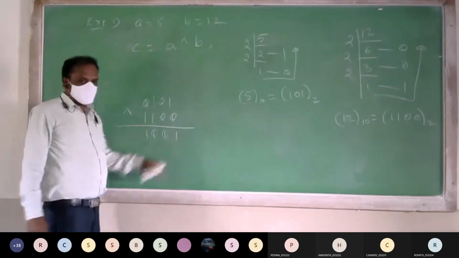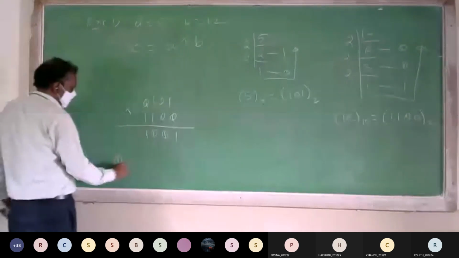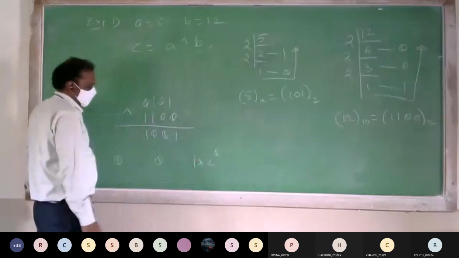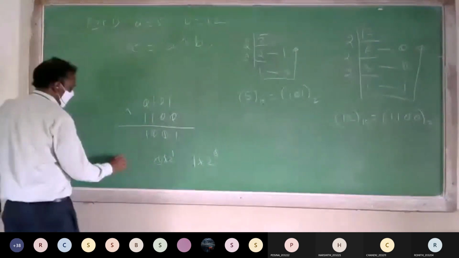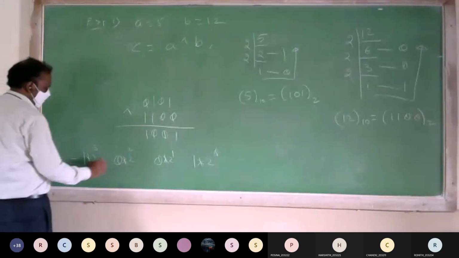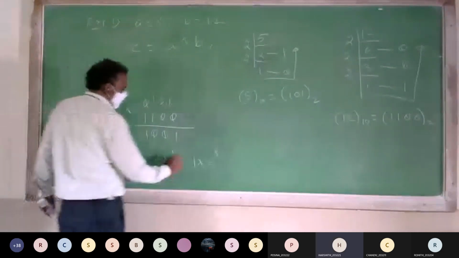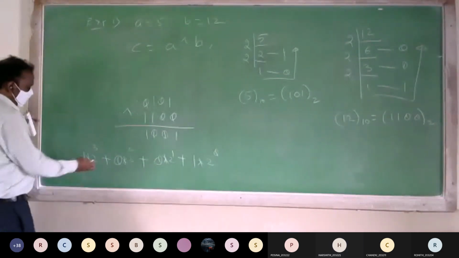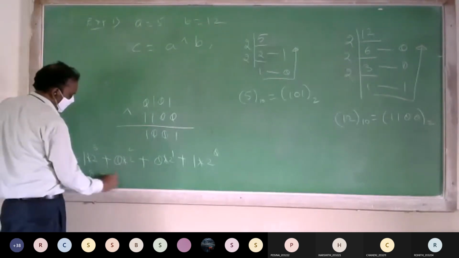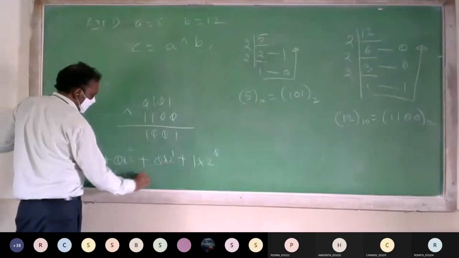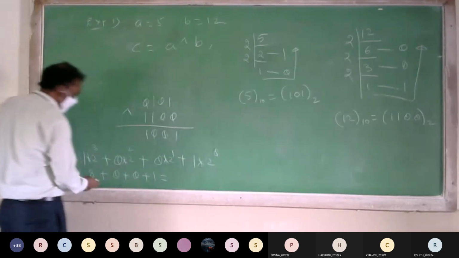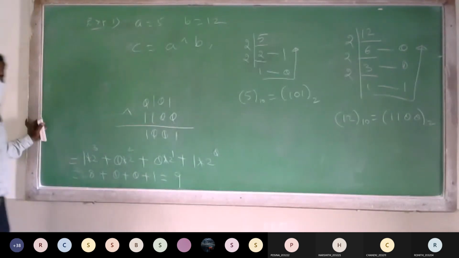Now what is the decimal equivalent of 1001? The bits 1 0 0 1 are multiplied by 2 power 0, 2 power 1, 2 power 2, 2 power 3 and then we add all these numbers. 2 power 3 is 8, 8 into 1 is 8. 0 into anything is 0. 2 power 0 is 1, 1 into 1 is 1. So 8 plus 1 is 9.